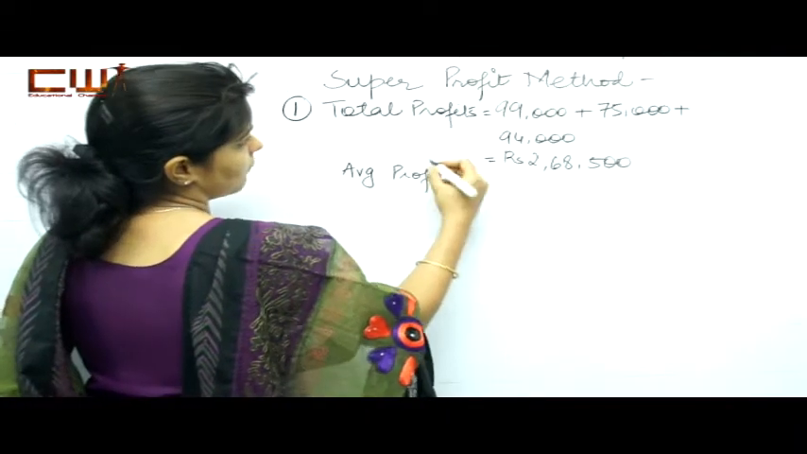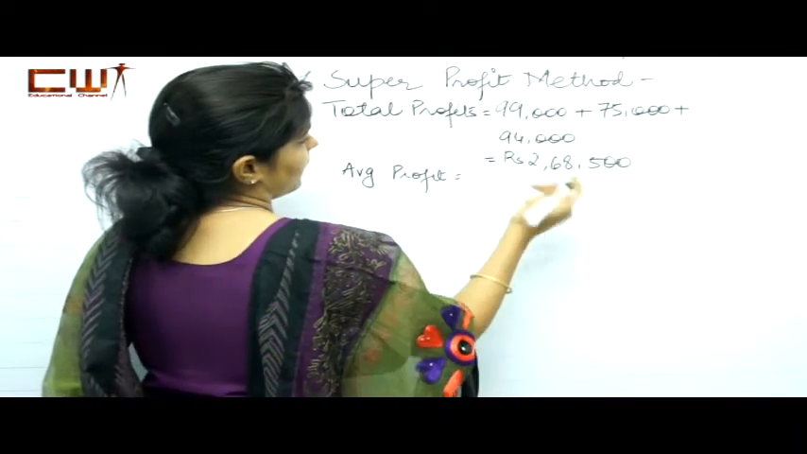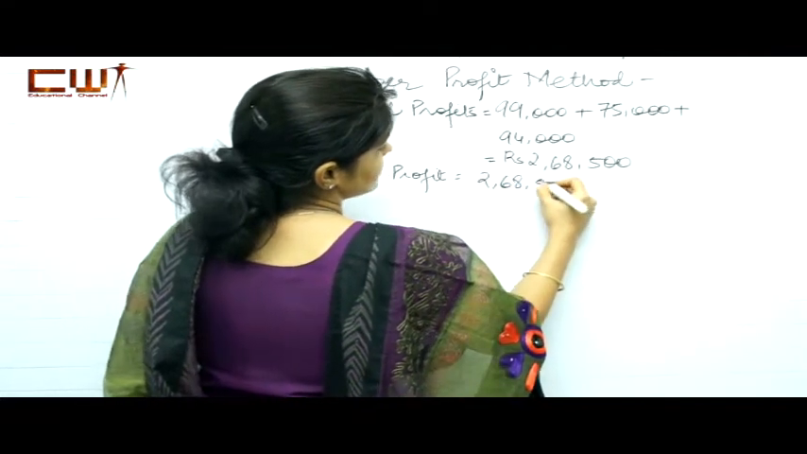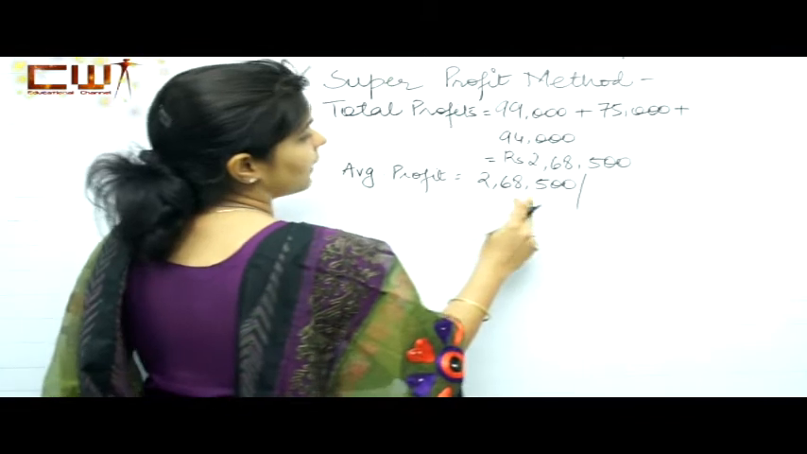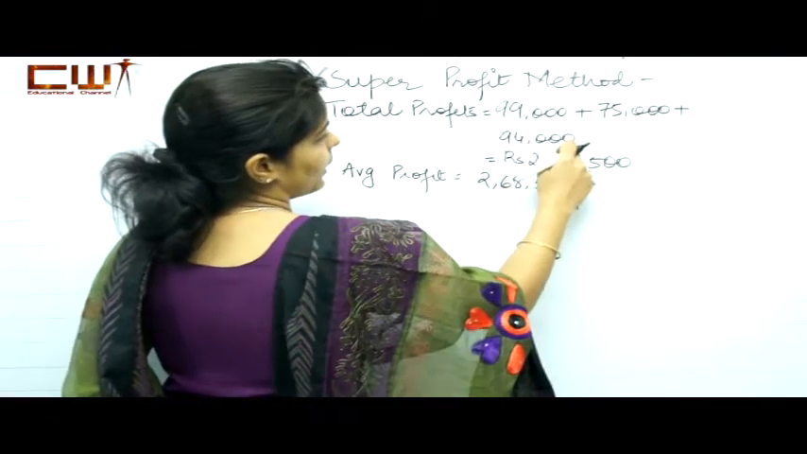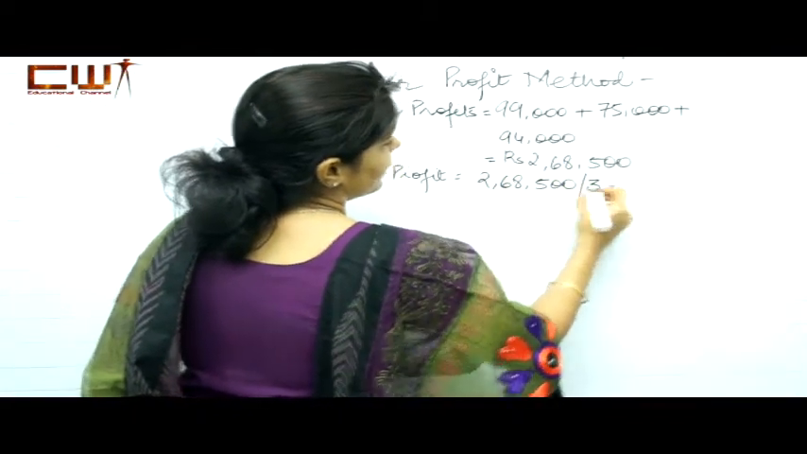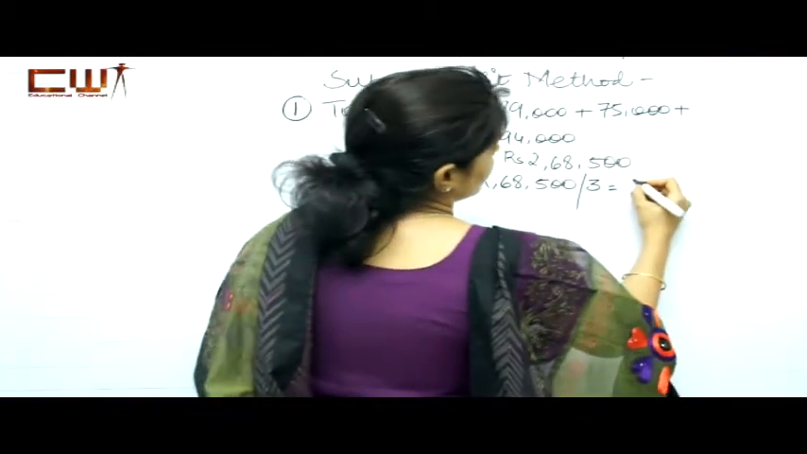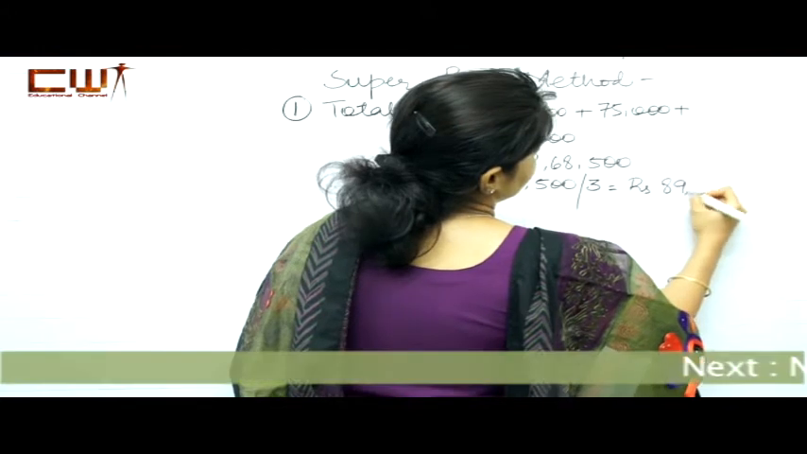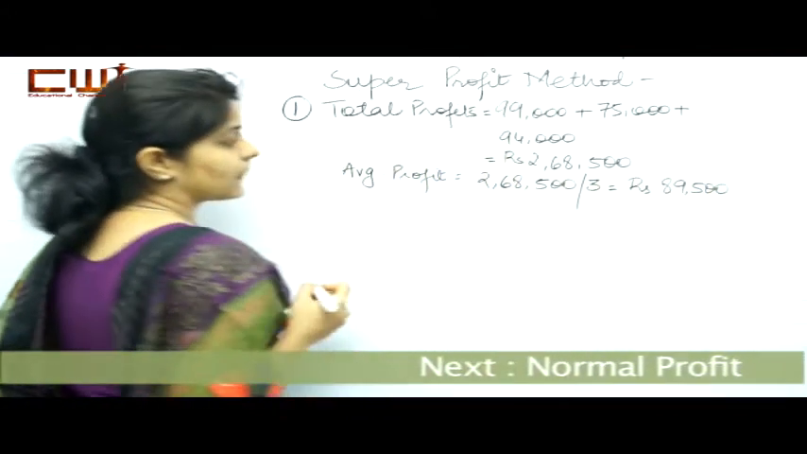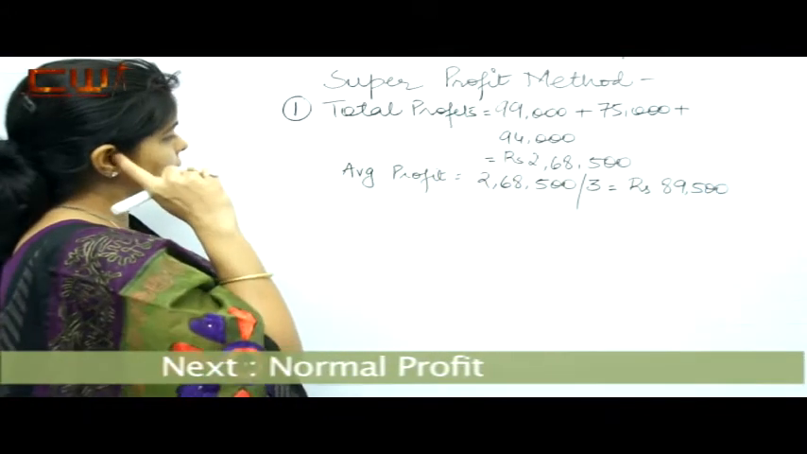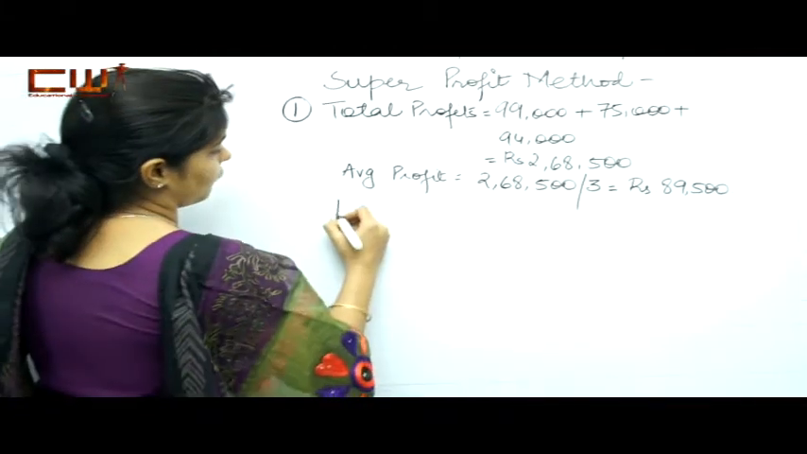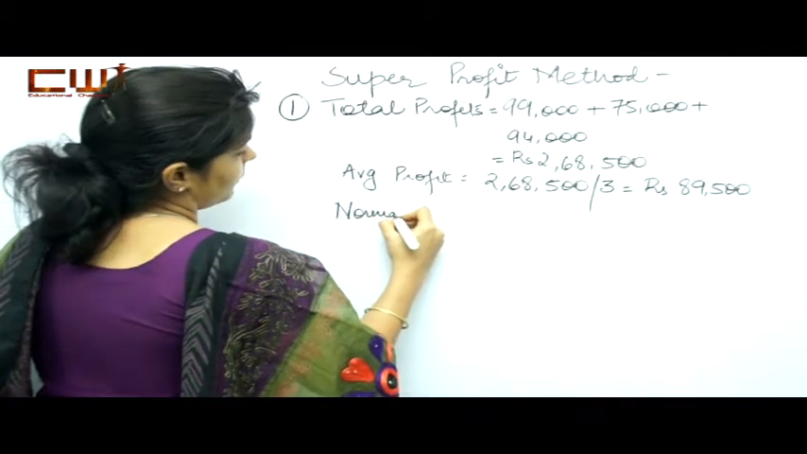How will you find out the average profit? The total profit divided by the number of years. What is the total profit? Total profit is 2,68,500 divided by how many years? 1, 2 and 3. So you divide 2,68,500 by 3, which gives you rupees 89,500. So you get the average profit of rupees 89,500. Next you will be finding out normal profits.